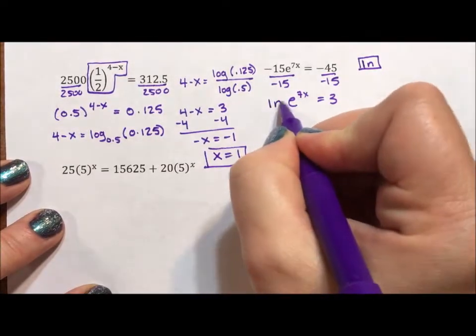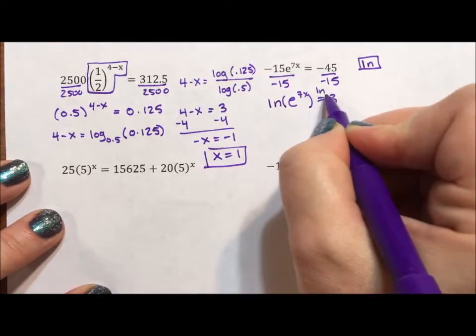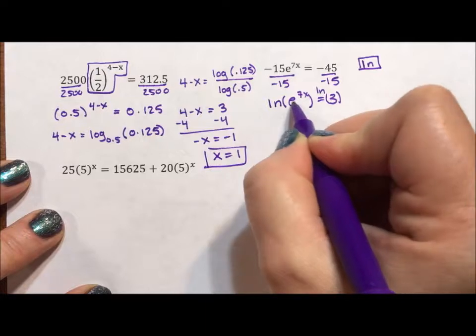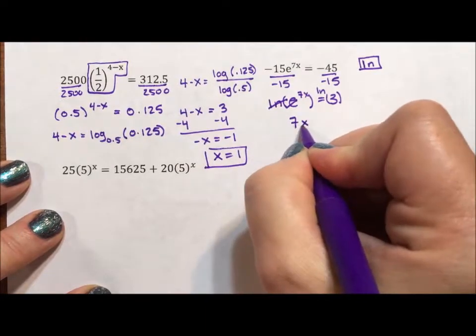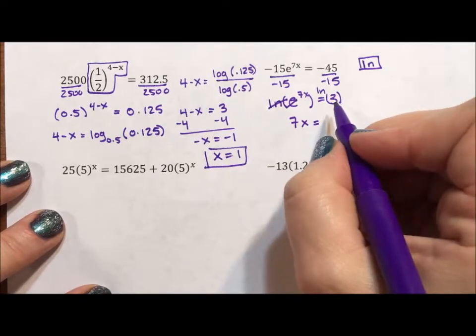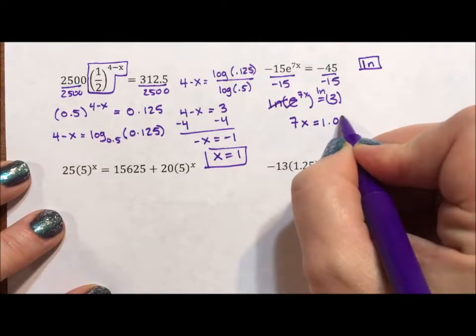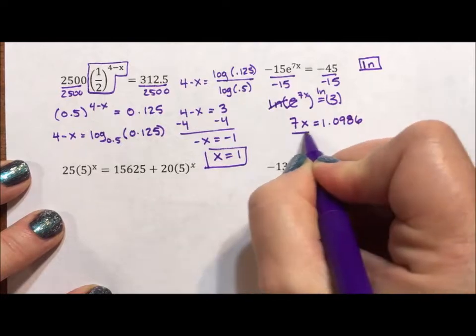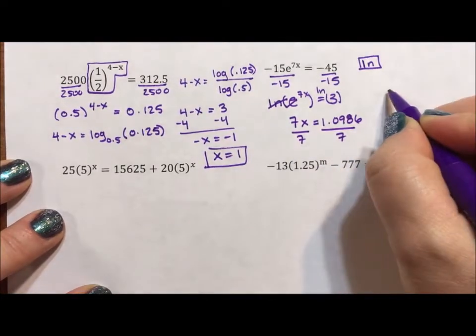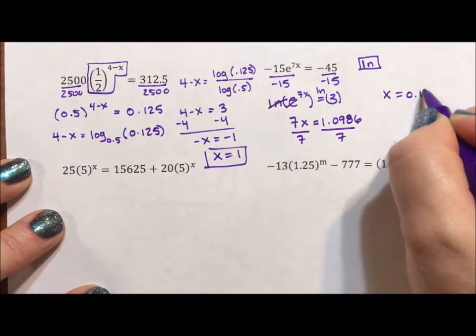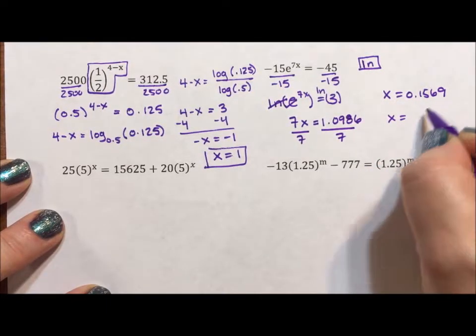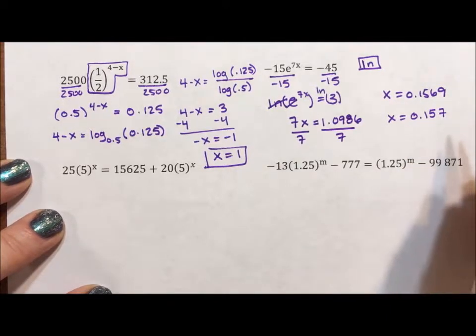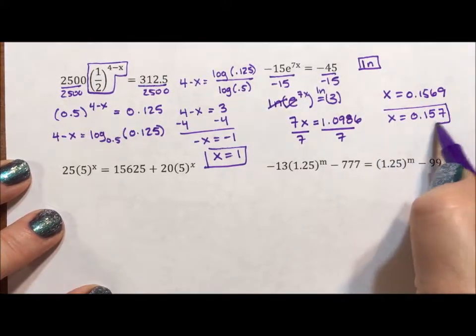So if I take the natural log of both sides of this equation, natural log and e are inverses, which means they undo each other, and I'm left with 7x equals the natural log of 3, which is 1.0986. I'm going to divide by 7. I'm going to get that x is equal to 0.1569. I want to round to 3 decimal places, so that 69 is going to round it up to a 7. And I have my second answer.